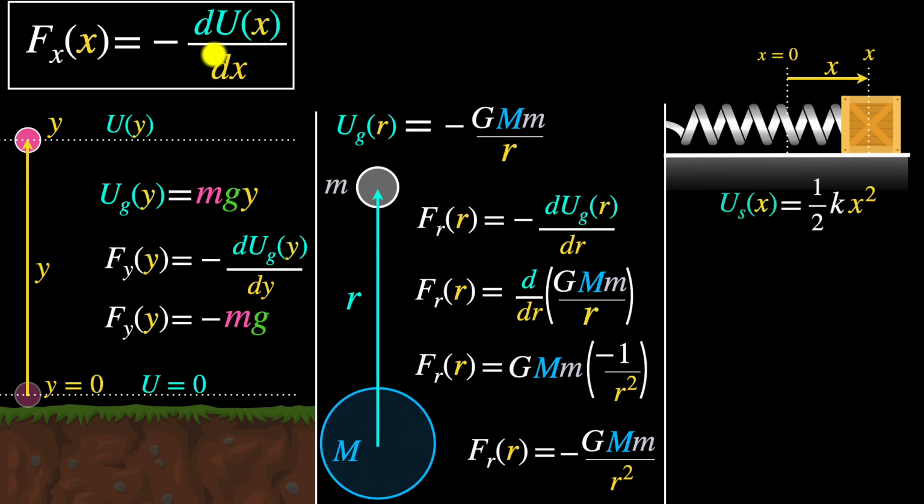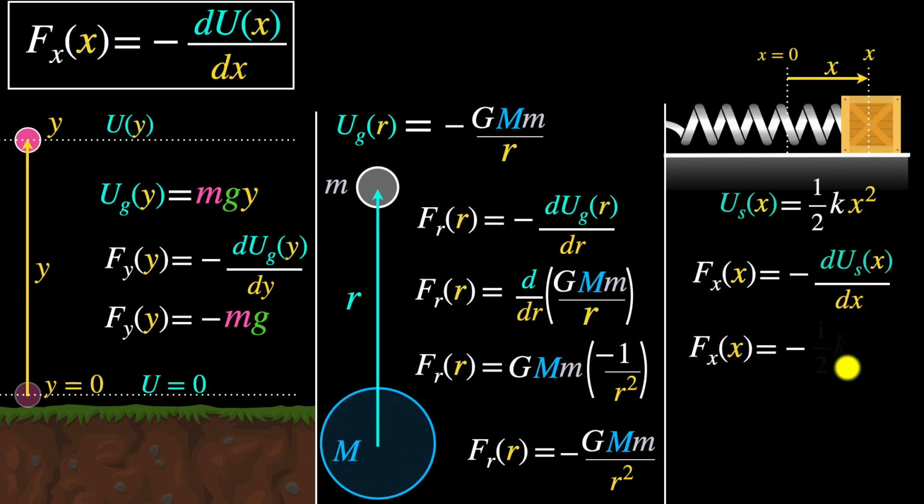So the underlying force equals negative dU over dx. What is the derivative of this part over here? Well, half k is a constant, so I can pull that out. And the derivative of x squared is just 2x. And so the 2 and 2 cancel, so I get the underlying force as minus kx. Hey, that is the expression for the spring force.